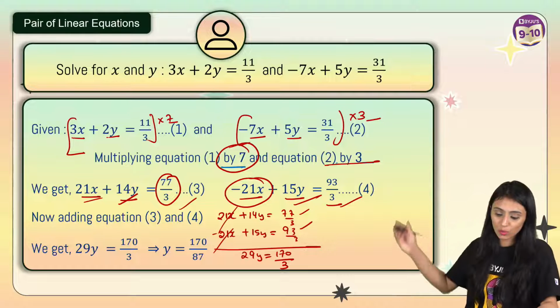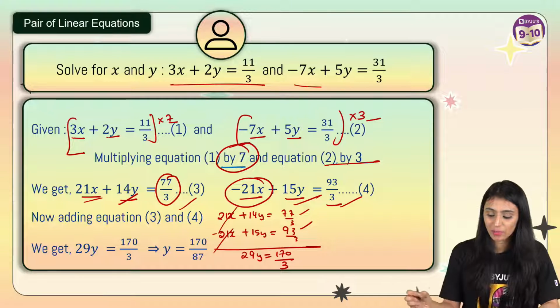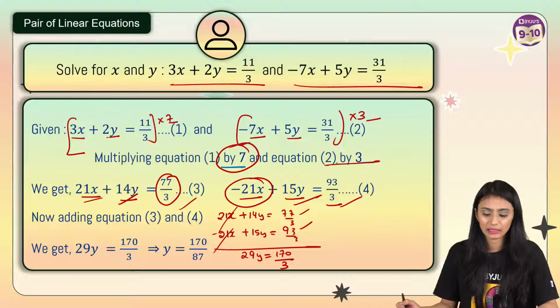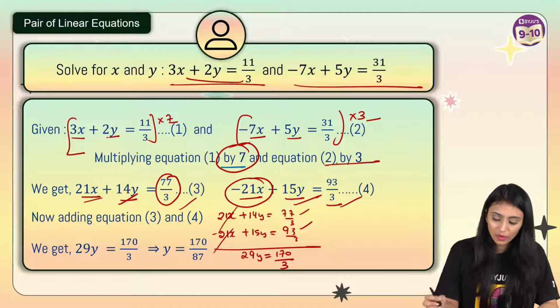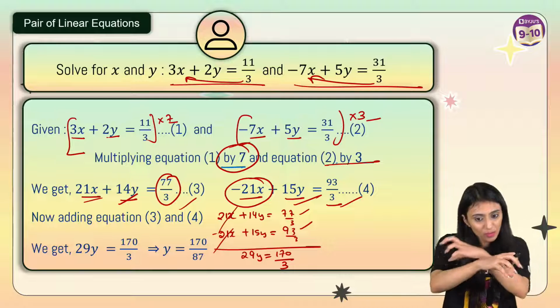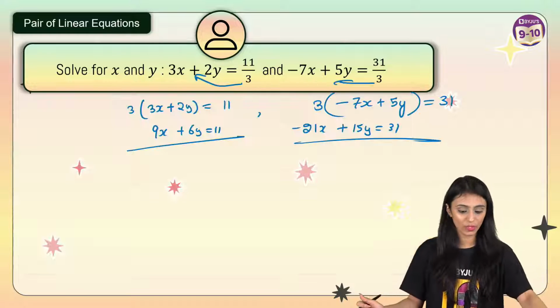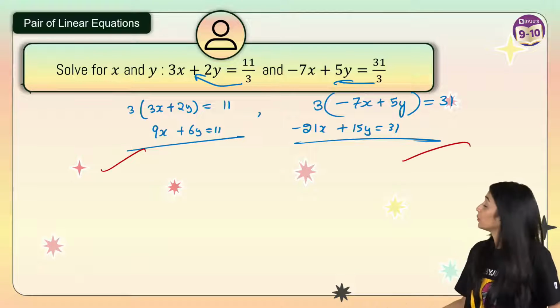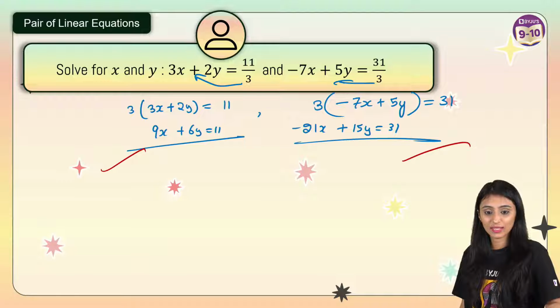One way to do it is that you multiply this equation by 7 and this by 3, and then you eliminate it. Another better way is you take this 3 to the other side. The equation will be very simple then. Yes, it will be like this once I take this 3 to the other side.